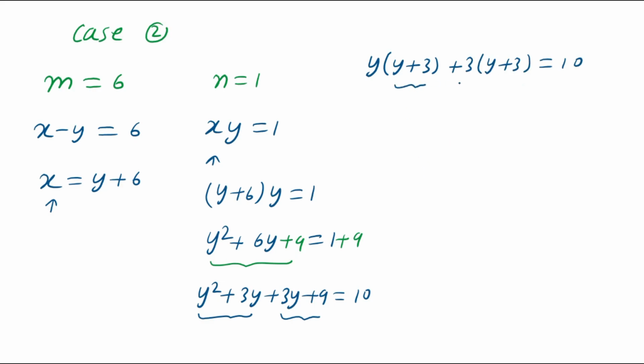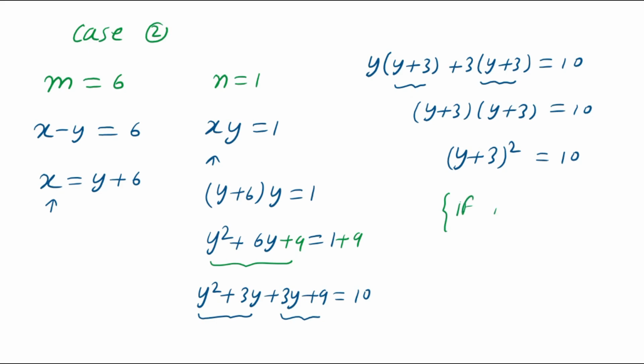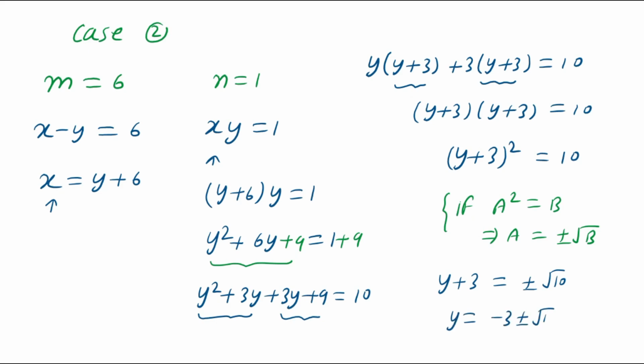Y plus 3 is common on the left hand side. So if we take common y plus 3, then you will get here y plus 3, and this is equals to 10. Y plus 3 times y plus 3 is y plus 3 whole squared, and this is equals to 10. Now here we will apply this rule. If a square is equals to b, this implies a is equals to plus minus square root of b. Then here y plus 3 is equals to plus minus square root of 10. Then value of y is equals to minus 3 plus minus square root of 10.